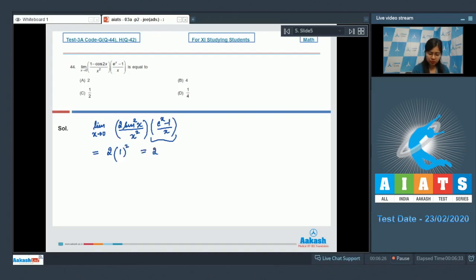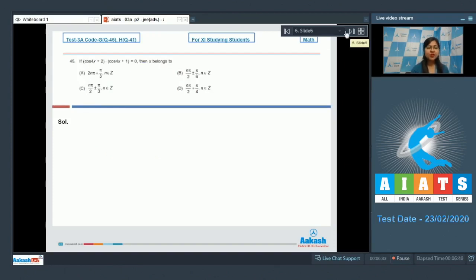So this is equal to 2. So option number A is the correct answer. Next is question number 45, which says if (cos 4x + 2)(cos 4x + 1) is equal to 0, then x belongs to.